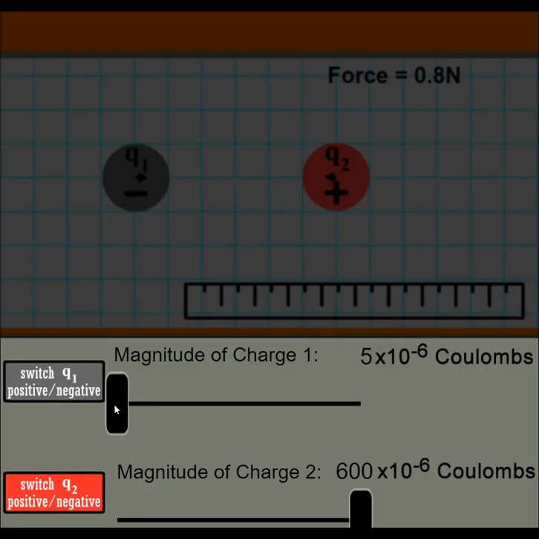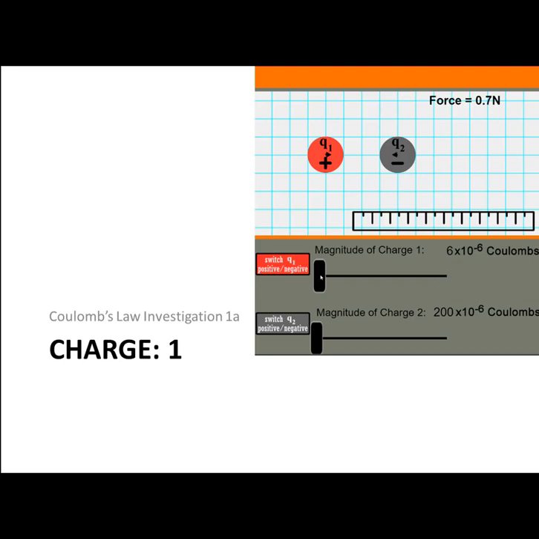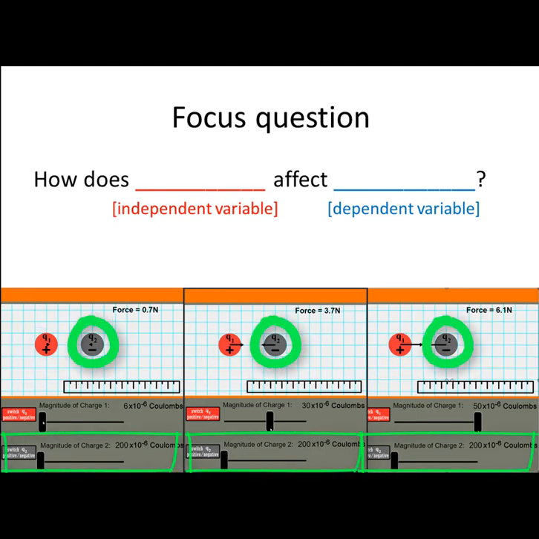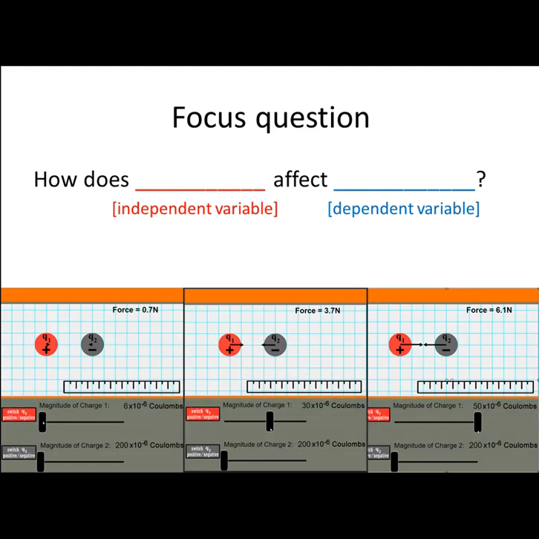So we've seen that how charged each of the particles is affects how strongly they attract or repel one another. In this investigation, we're going to explore this more. We're going to keep each of our pairs of charges at a distance of 4 meters apart. We're going to keep Q2 at 200 times 10 to the power minus 6 coulombs, and we are going to change the magnitude of charge 1, as you can see with the slider being moved further and further to the right in successive readings. So that's what we're going to do in this investigation.